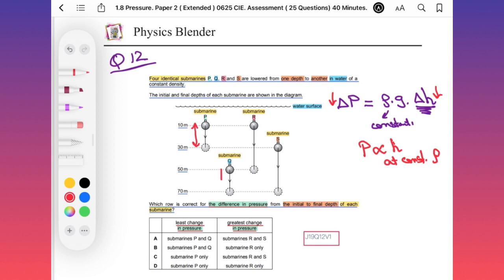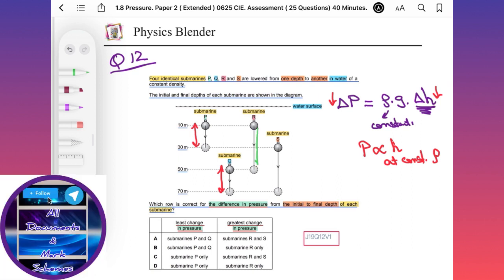Submarine Q, also 20 meters change in depth. Here you have submarine R from 10 to 50, 40 meters change in depth. S from 30 to 70, 40 meters change in depth. So the correct answer is A. We have submarines P and Q, they have least change in pressure. Submarines R and S, they have greatest change in pressure.